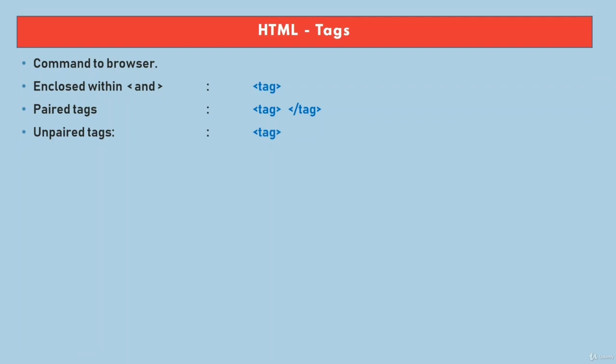For example, you want to specify the paragraph starting point and ending point. Where you want to define the starting and ending, you should go for the paired tag. But if you want to go for an image, for the image there is no starting and ending. Directly you want to enter the image. For that case, we have to go for an unpaired tag.